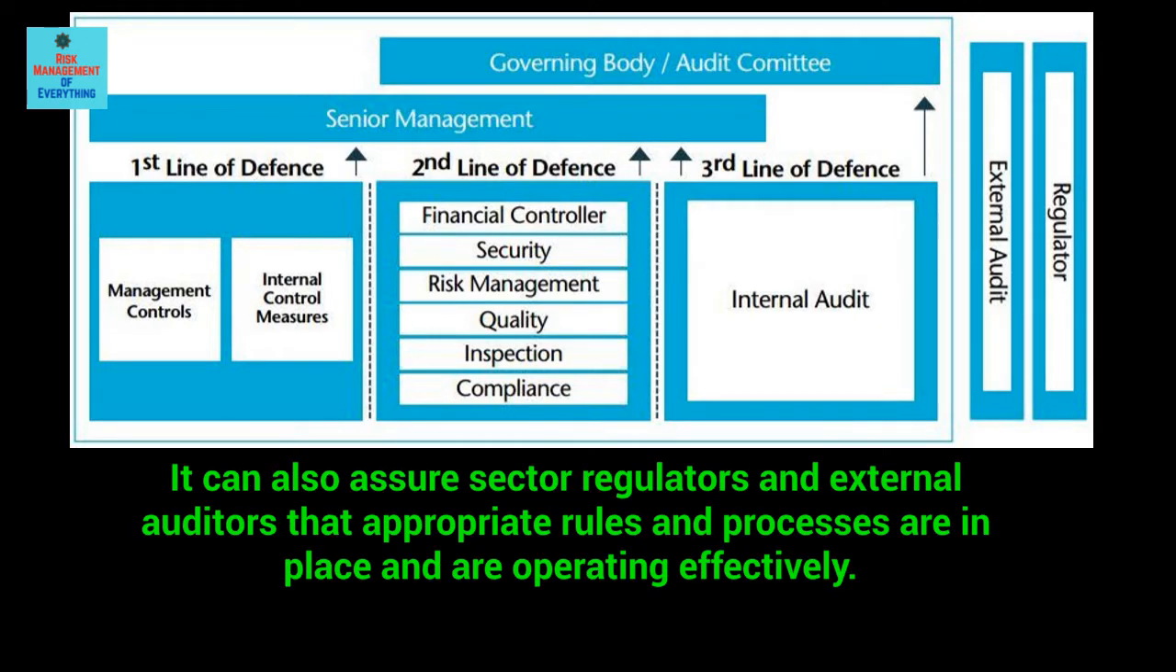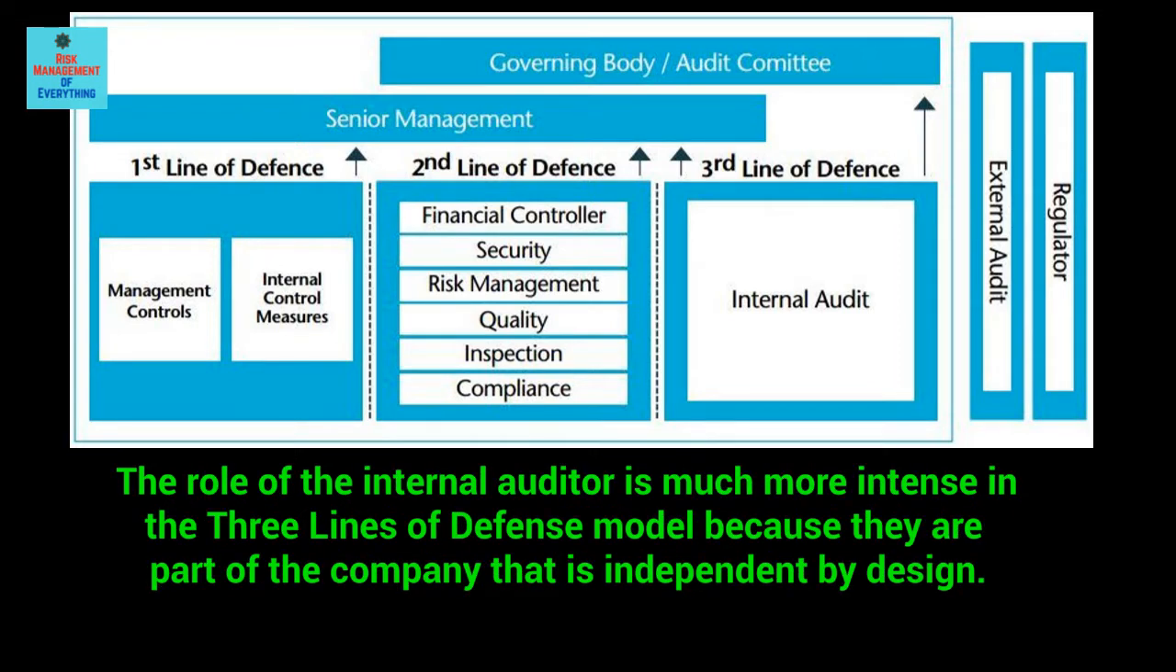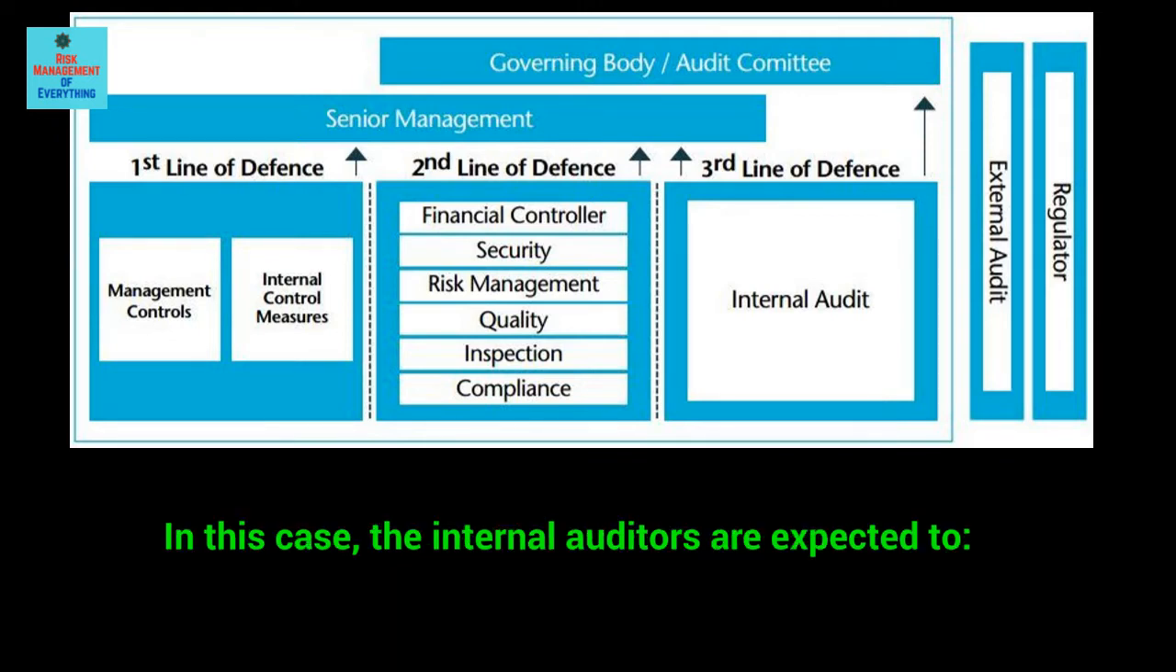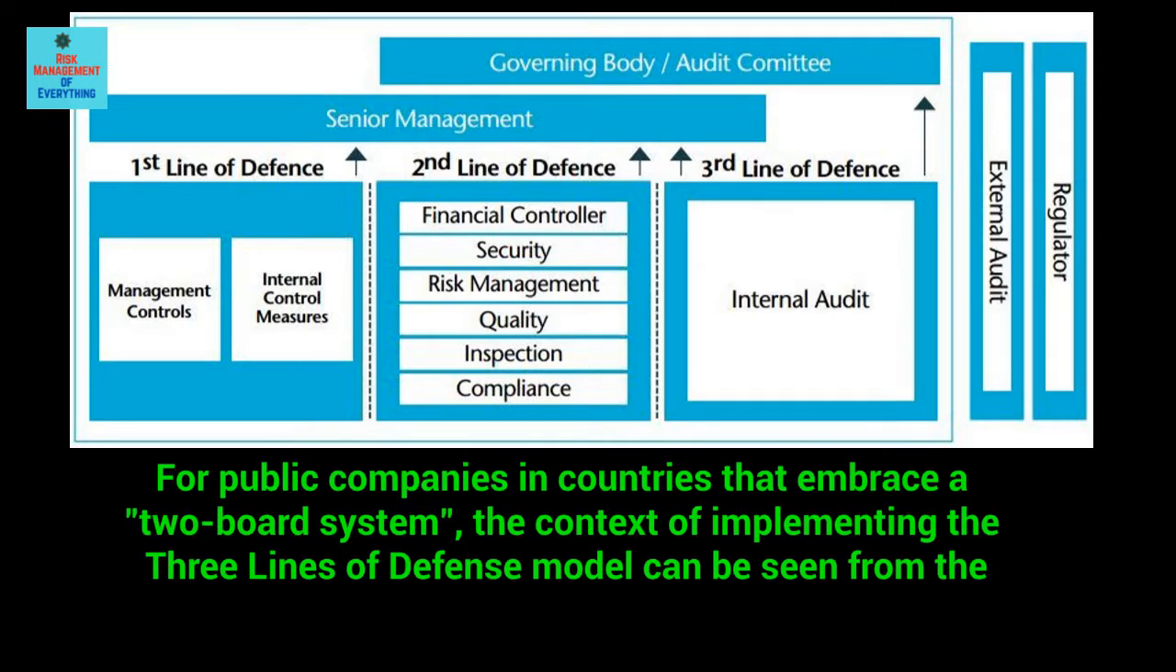It can also assure sector regulators and external auditors that appropriate rules and processes are in place and are operating effectively. The third line of defense plays a vital role by ensuring that the first two lines operate effectively and advising how they could be improved. The role of the internal auditor is much more intense in the three lines of defense model because they are part of the company that is independent by design. In this case, the internal auditors are expected to review and evaluate the design and implementation of risk management holistically, and ensure the effectiveness of the first layer of defense and the second tier.